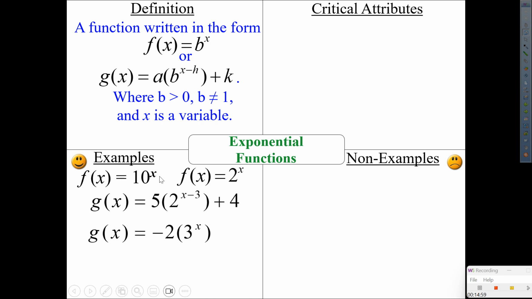And we've been seeing those in the last 2 weeks on the warm-ups, yes? I was getting your brain ready with muscle memory. Let's go. Thank you, Mr. Q. You're welcome. I gotcha. g of x equals 5, parentheses 2, or base 2, exponent x minus 3, close parentheses plus 4. And g of x equals negative 2, parentheses 3, exponent of x, close parentheses. Copy that.